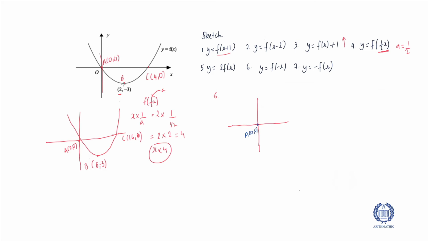Now this b is going to be moving to this point, right? Because this is my mirror line. So now this 2 is going to become minus 2. So b is going to be here, minus 2, and the y is still going to be minus 3. And then the c is going to be moved to the other side, so the 4 becomes minus 4. So c is going to be minus 4, 0.